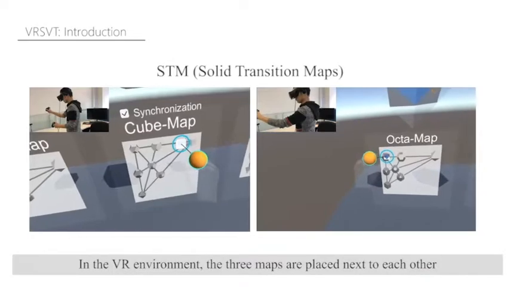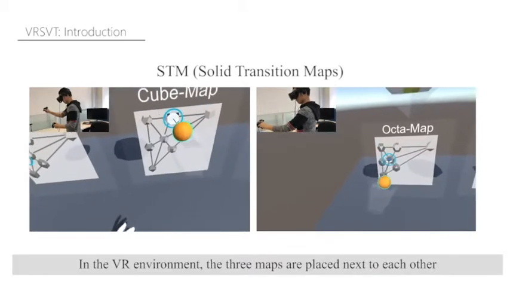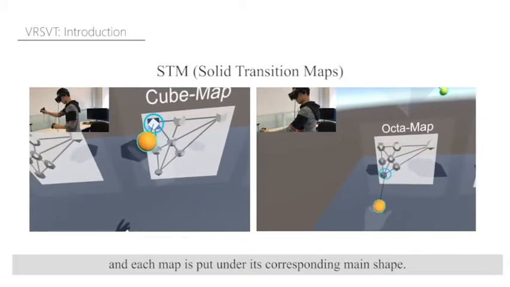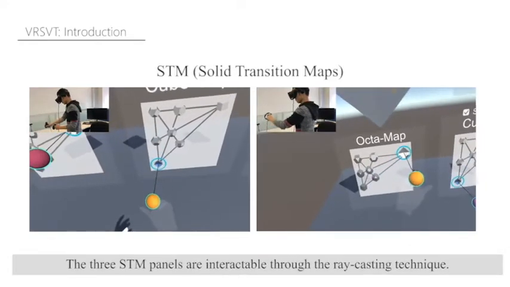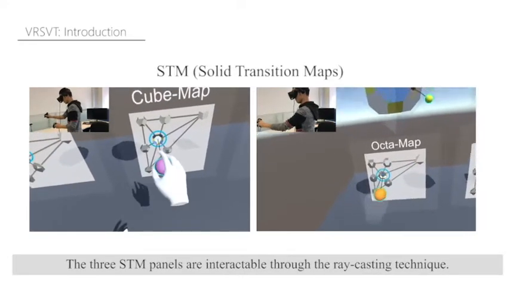In the VR environment, the 3 maps are placed next to each other, and each map is put under its corresponding main shape. The 3 STM panels are interactable through the raycasting technique.